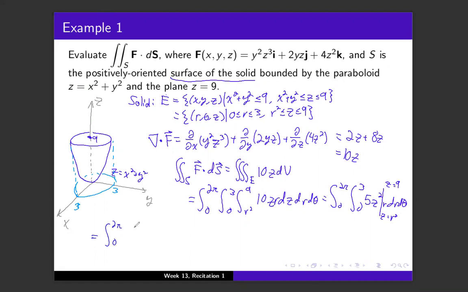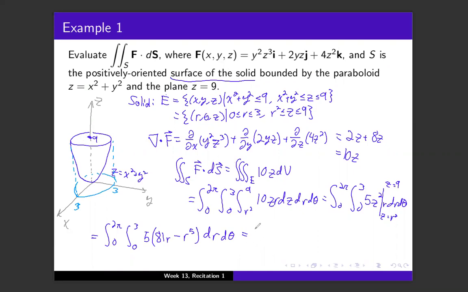So I get the integral from 0 to pi over 2. Oh, sorry, 0 to 2 pi, excuse me. 0 to 3 of 5 times 81r minus r to the 5th dr d theta. Okay, so going through this is going to get a little bit large, but that's okay.